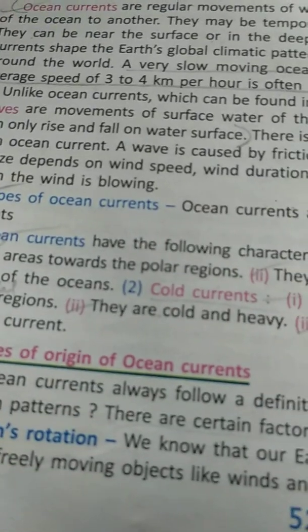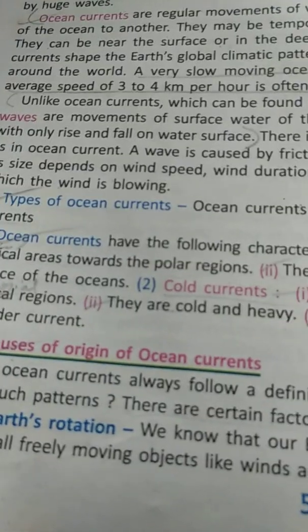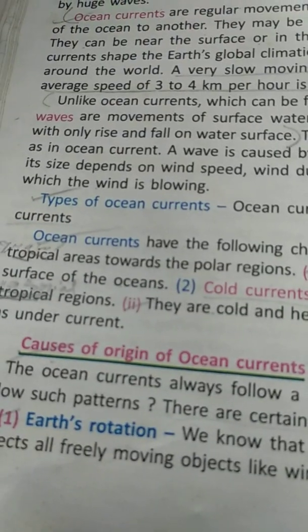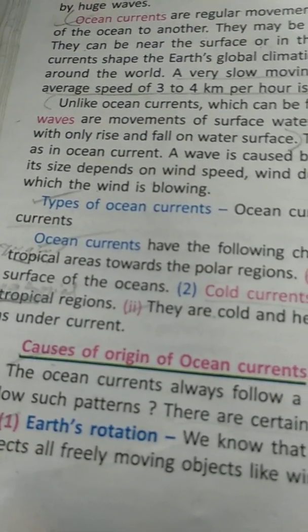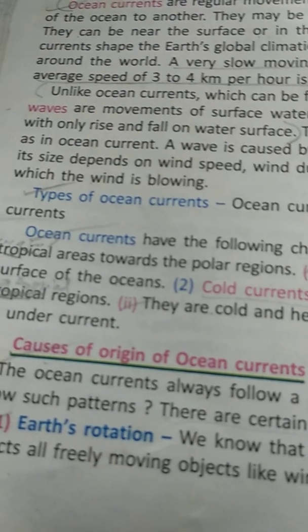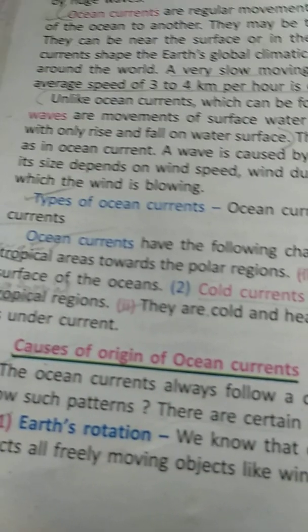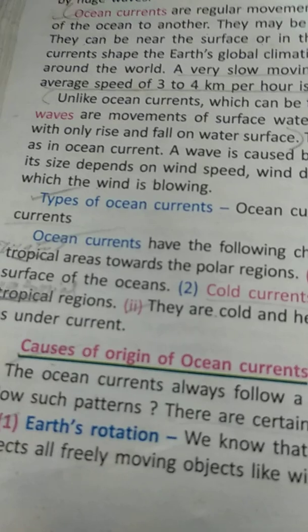Class 10. What are the origins of ocean currents? The origin of the ocean currents depends upon Earth's rotation, wind, temperature and salinity of the ocean water, density of the ocean water, melting of the ice, shapes of the coastline, and seasonal variation.